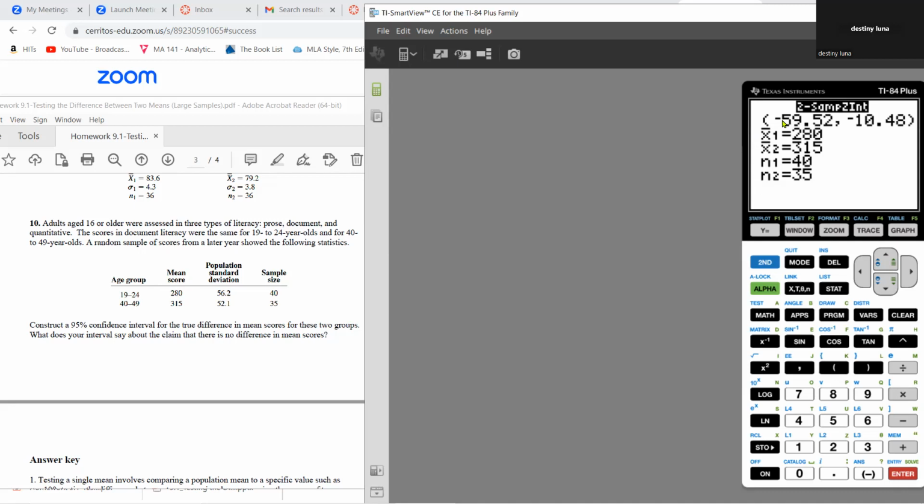So our confidence interval here, this I will write down. This is negative 59.52 and negative 10.48.